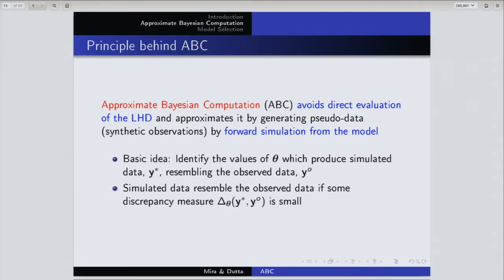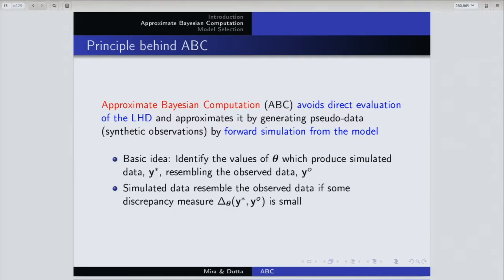And the basic idea behind ABC is that we want to find values of the parameter theta which generate, by forward simulation from the model, pseudo data. So we will indicate with y star the data that is generated from the model by forward simulation given a value of the parameter. So we want to identify the value of theta. We produce simulated data, y star, that is close to the observed data, yo.